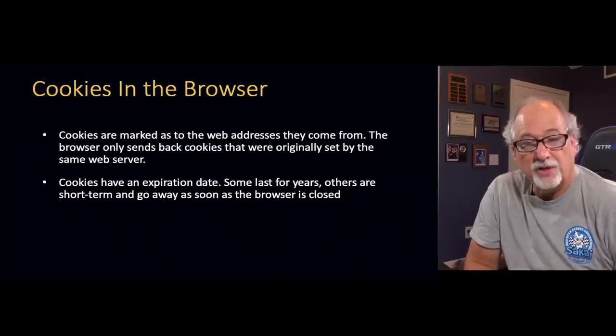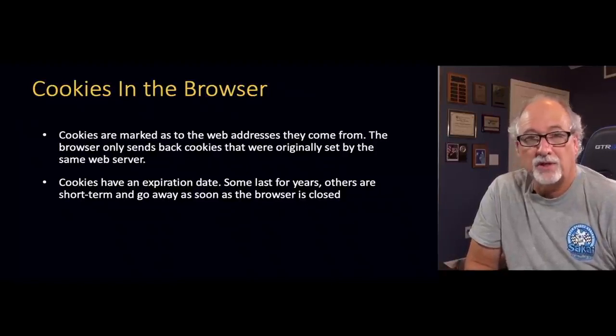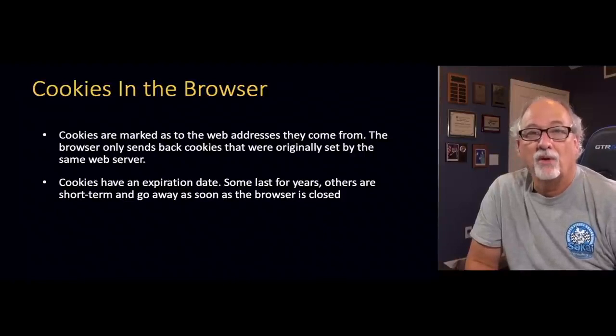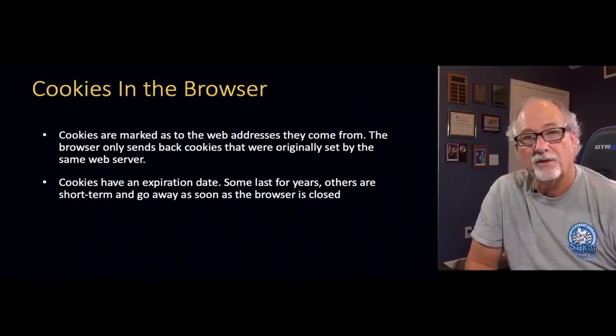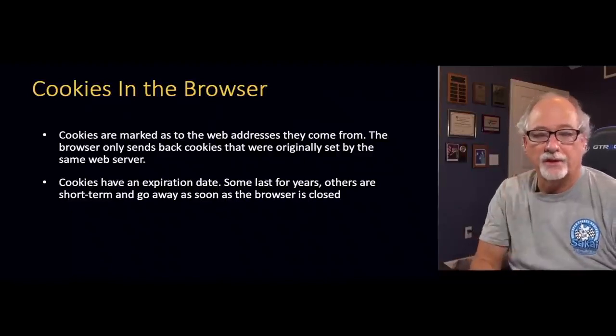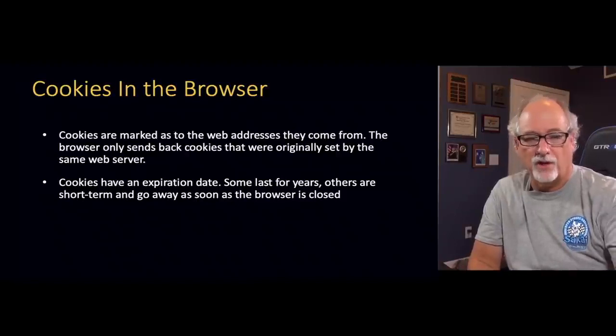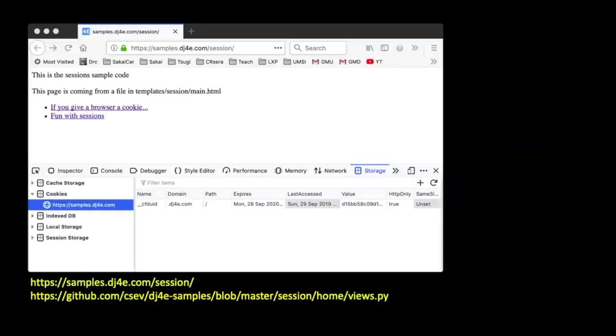Cookies have an expiration date. There are two kinds of expiration dates. There's by a certain time or a number of seconds, or there's keep this cookie until the browser is shut down. We call those session cookies, which is kind of weird because we often use session cookies for sessions, but we still have to keep them. So here's a bit of sample code.